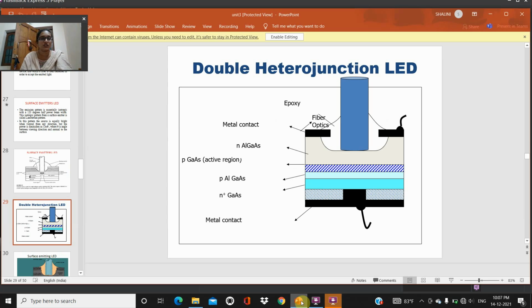Next, double heterojunction LED. So what is a double heterojunction LED? Black color indicates the metal contact. Next, the N-type substrate is aluminum gallium arsenide, and the two confinement areas are made with P aluminum gallium arsenide and N gallium arsenide, with a metal contact. So this is the double heterojunction LED.